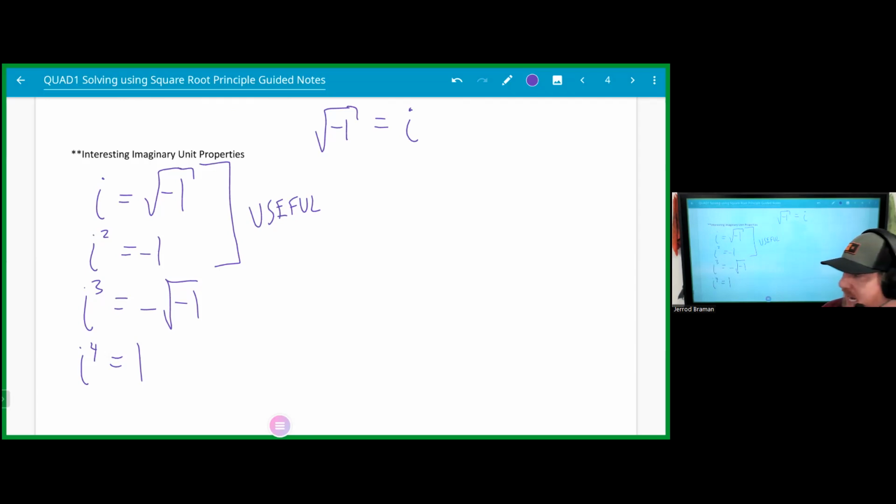What we have now is the opportunity to use these. So instead of getting the square root of a negative number and just saying no real solutions, we're going to have solutions that are just going to be imaginary. I know it sounds weird for me to say that out loud, but we're going to have imaginary solutions. Let's see what that looks like in some examples.